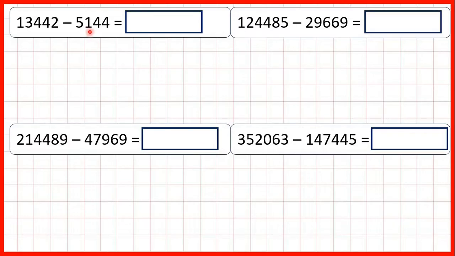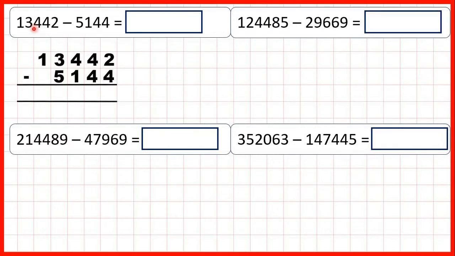Now we need to subtract using column subtraction. First we have 13,442 minus 5,144. So we've written the question out with our digits lined up on the right hand side. So that means our ones, tens, hundreds, thousands and 10,000s place value columns will be lined up as well.